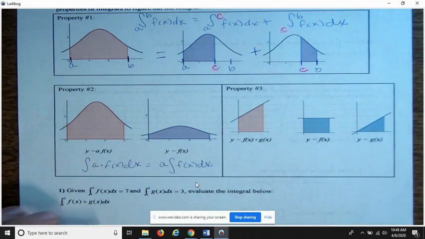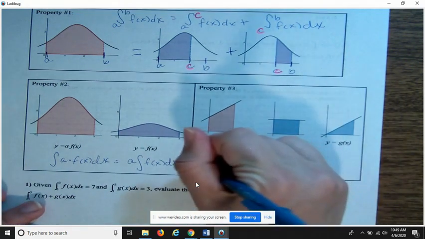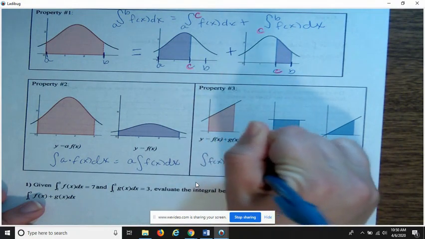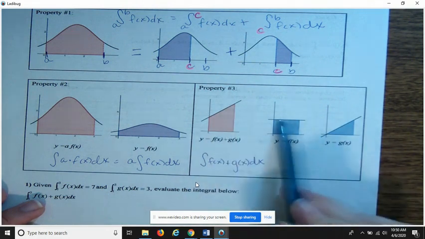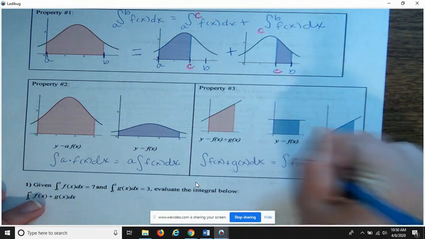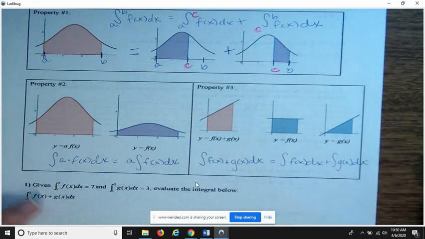Now property 3 is going to be another form of summation. Here we have the integral of the sum of f of x and g of x. You can see where we stacked this second one on top of this first one, and that's going to be equal to the same thing as just adding them separately. Okay, so those are those three properties.